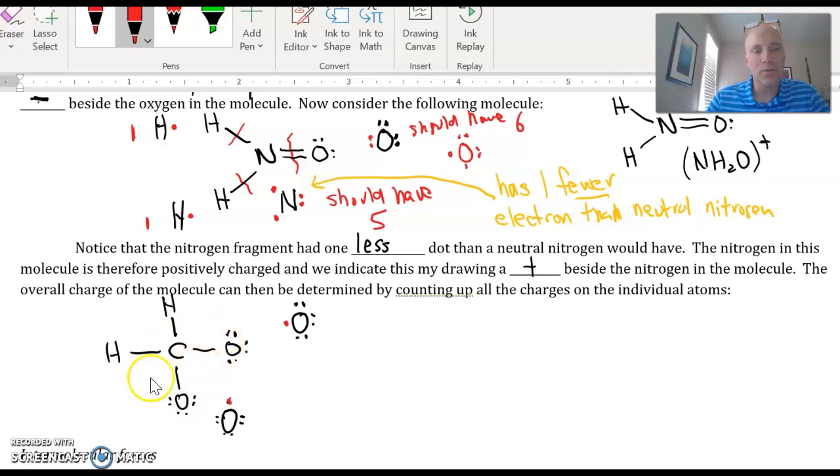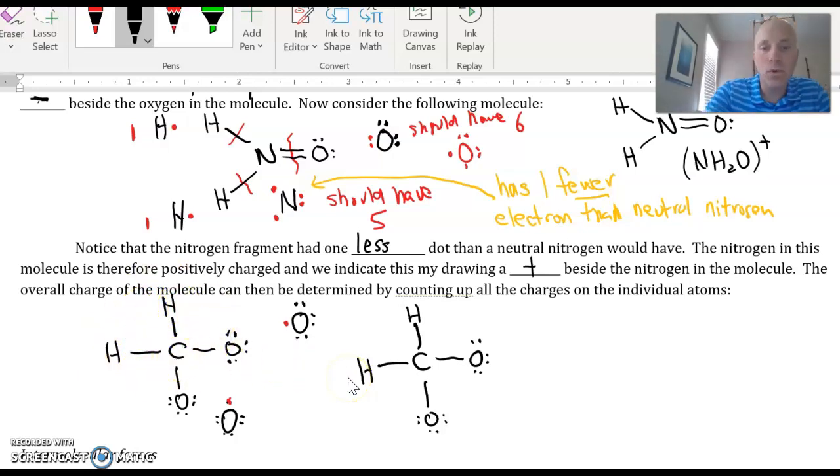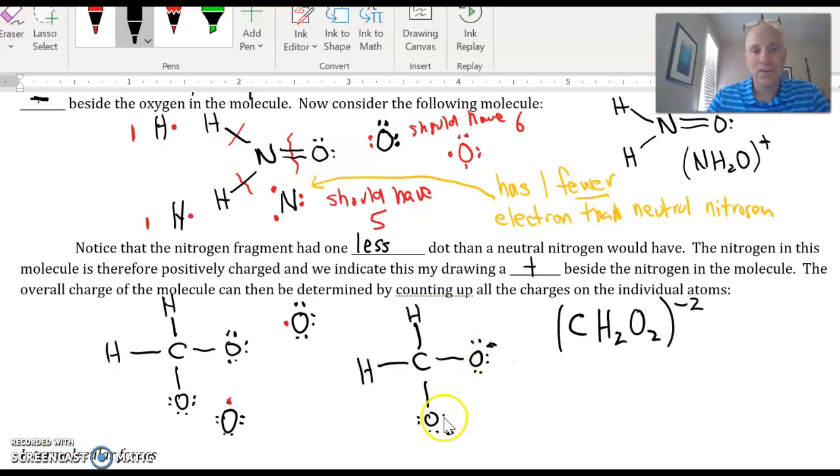And just one last example, if I showed you this Lewis structure right here, notice that when we break these bonds, each of these oxygen atoms would have 7 dots, which means that each of these oxygens would be negative. Carbon would have 4, and it should have 4. The hydrogens would have 1, they should have 1. So everything else is neutral. What we're going to do is put a negative charge by each of the atoms that have a charge. And if you add up the total charges, it's overall -2.